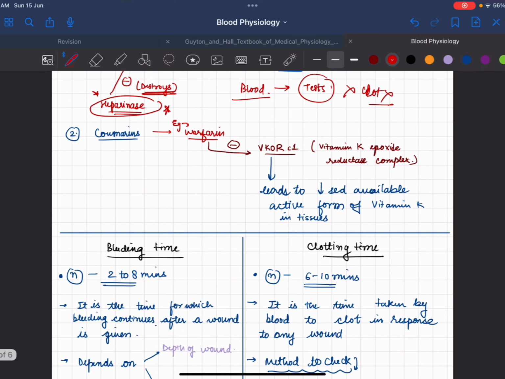Okay. Secondly, what we have is coumarins. What comes under coumarins? You would have heard of this name. It's warfarin. So, what actually is the work of warfarin? What is the mechanism of action, I should say? Mechanism of action of warfarin is it inhibits VKORC1. What is VKORC1? Vitamin K epoxide reductase complex.